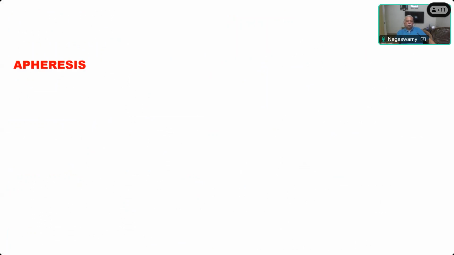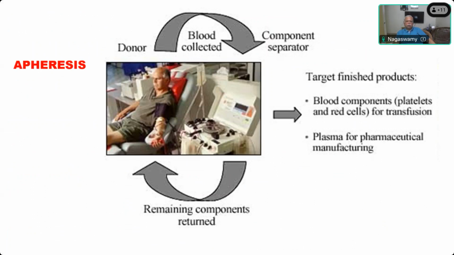Now, one word about apheresis. What actually is apheresis? The blood is taken like this. So the blood is collected, components are separated. The target finished products will be components like platelets, red cells for transfusion, and plasma for pharmaceutical manufacturing. Then whatever is left behind is returned to the patient. So that is the difference between the simple collection and component separation.